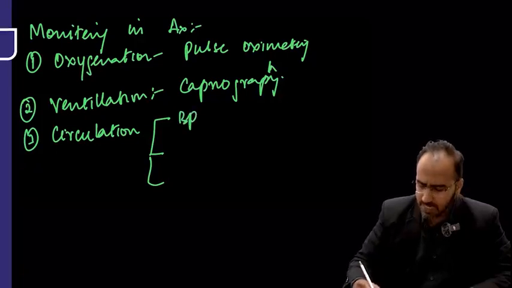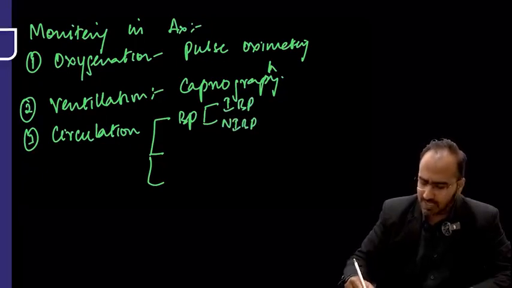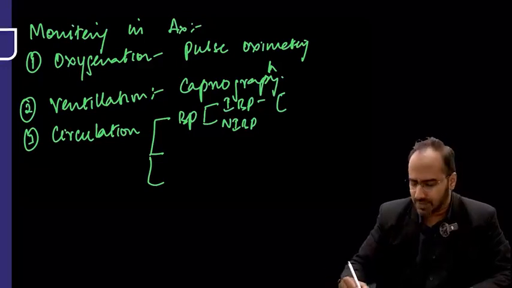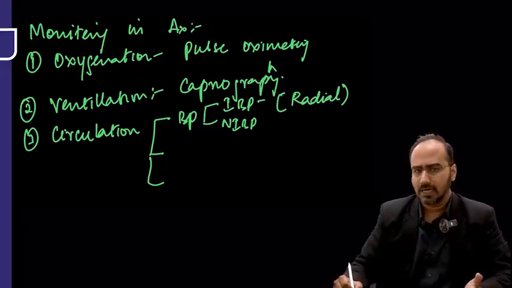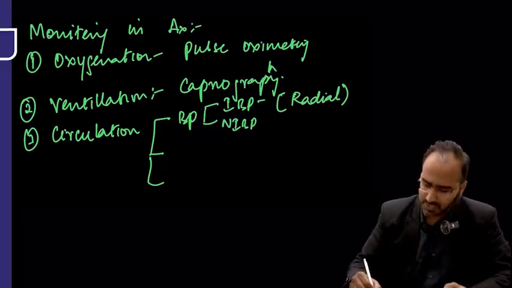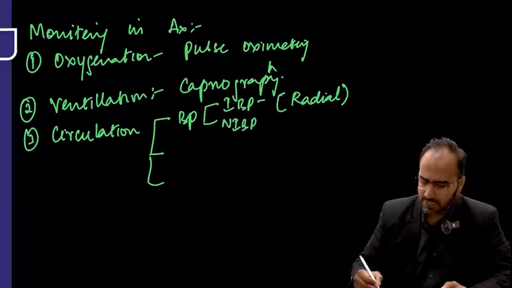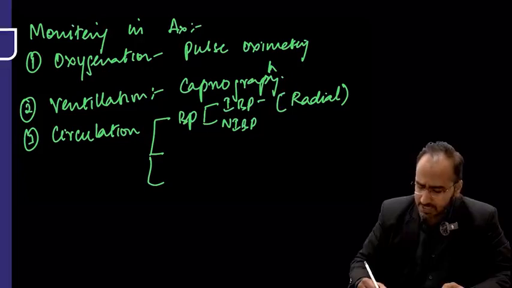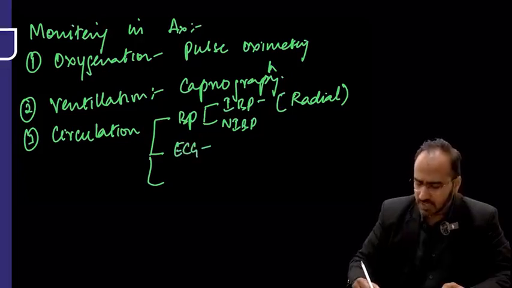It can be monitored by BP, which consists of IBP and NIBP. What is IBP? Invasive blood pressure monitoring, in which the best site to cannulate is the radial artery. NIBP is non-invasive, the conventional method of checking the BP. Next thing in circulation is ECG.